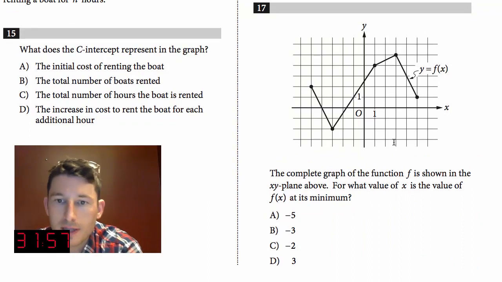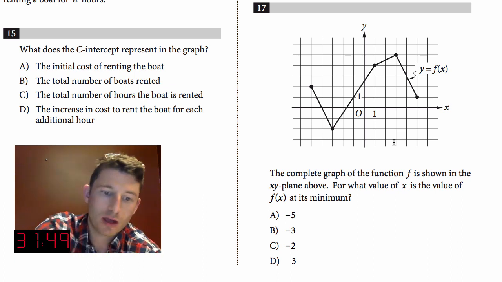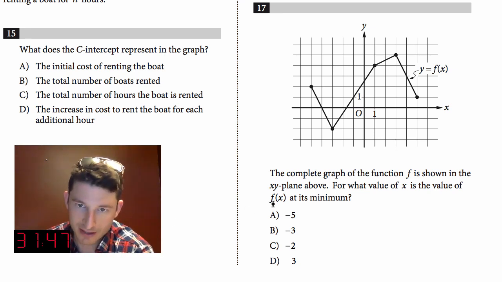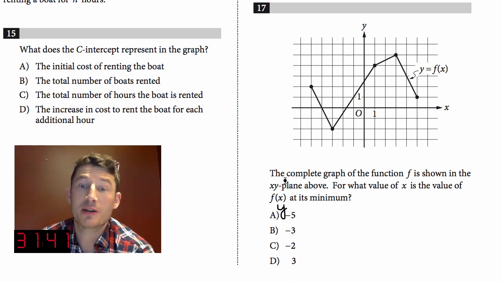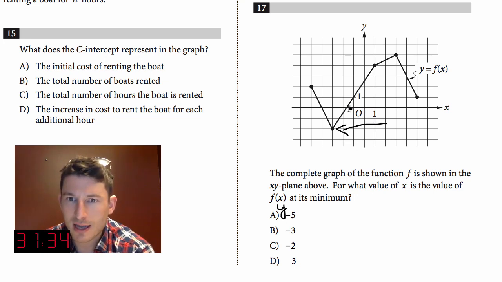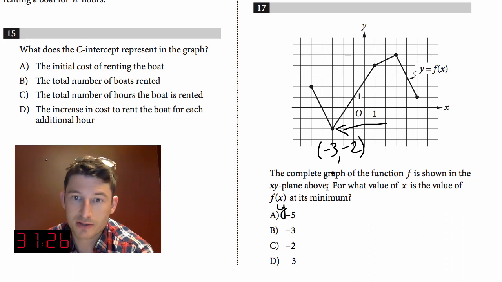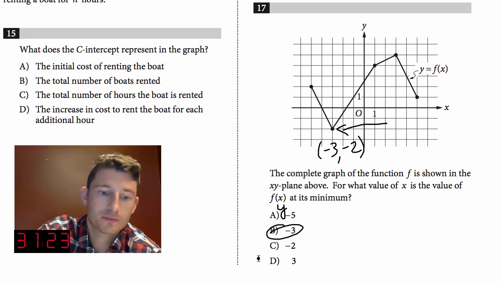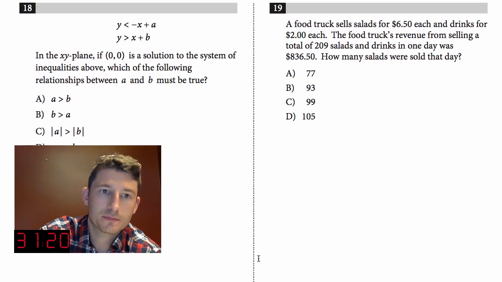Okay. The complete graph of the function f is shown in the xy plane above. For what value of x is the value of f of x at its minimum? So honestly, for students, I just tell them when you see f of x, you're just going to say y. So when is the y value at its minimum? What is the lowest point in this graph is what they're saying. And you should be able to recognize that it's right there. And what is that point? It is at -3, -2. So they want to know what is the x value? Well, the x value is -3. That's it.